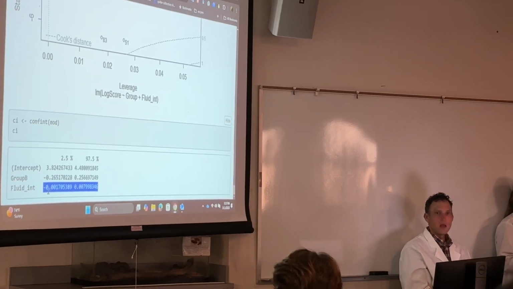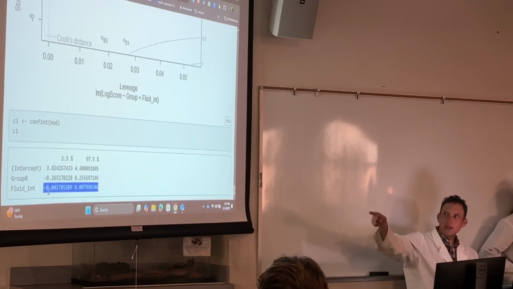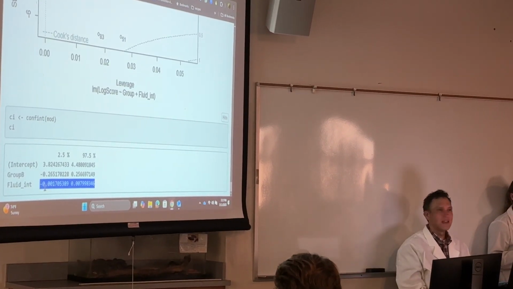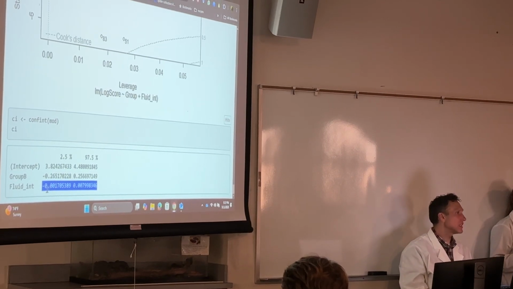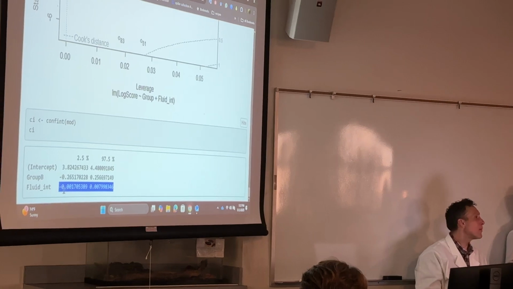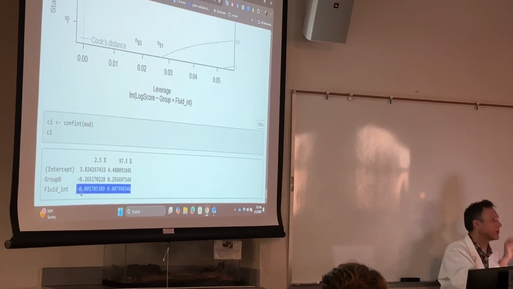Okay? So not only is this again showing me that it's not significant, it's also showing the magnitude of the difference. If fluid intelligence were significant, my data do not suggest it's very significant. It's not important. Not just very significant, it's not important, right?